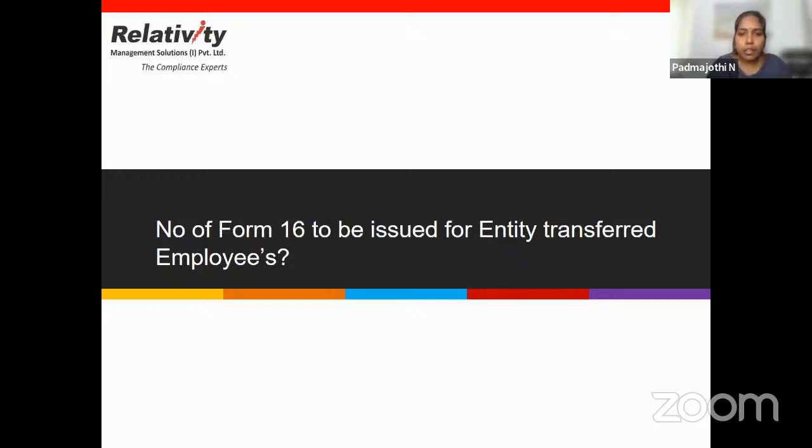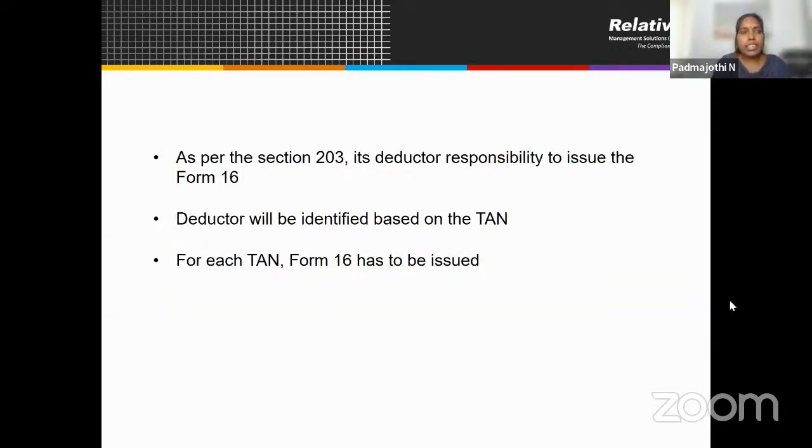Okay, I have received a response of two, and someone has mentioned one set in each entity. Actually, one set for each entity is the right answer. As per Section 203, it is the responsibility of a deductor to issue a Form 16 for the previous years to an employee. Under the Act, the deductor is identified based on the TAN number. Here we will not consider it as a group. It is based on the TAN number. So for each TAN number, we have to issue a Form 16.